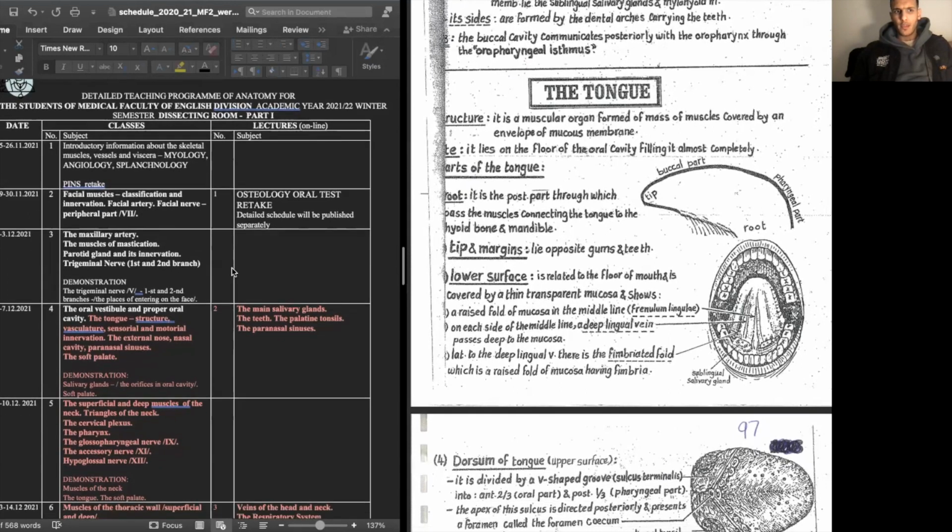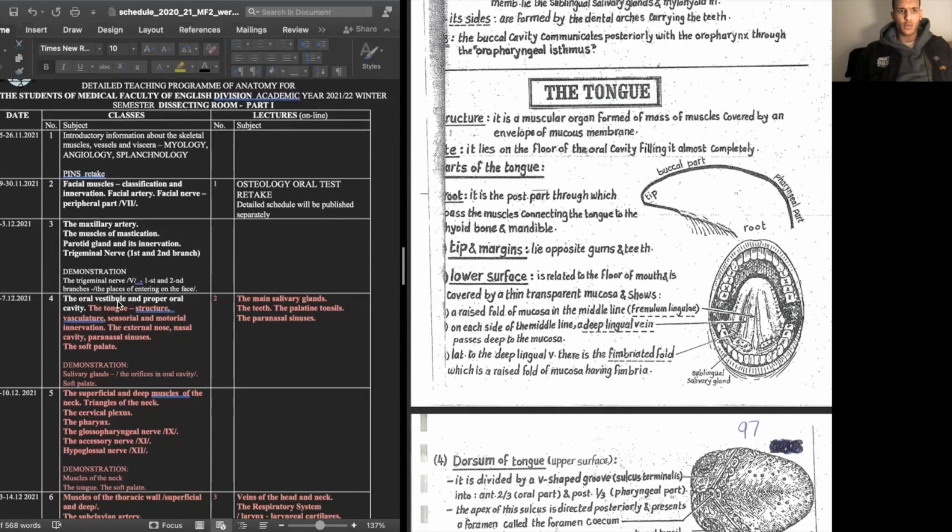So we have finished in the previous video the oral vestibule and the proper oral cavity. We know exactly what this is right now, I hope, from the previous video. Now we're going to jump onto the structure of the tongue, which is found on the inferior floor part of the oral cavity.